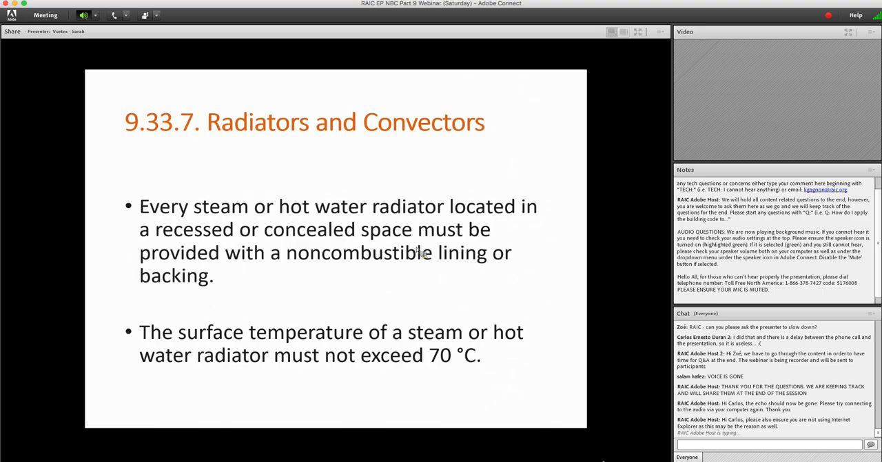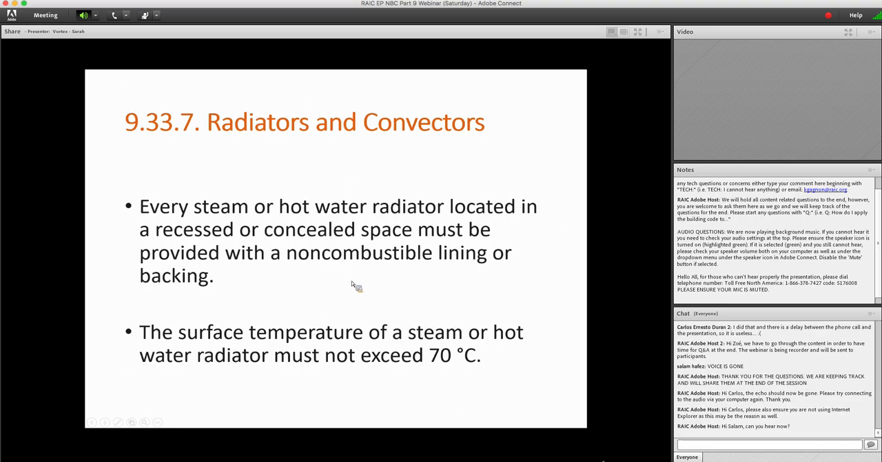Where radiators and convectors are used, every steam or hot water radiator located in a recessed or concealed space must be provided with a non-combustible lining or backing. So this could be in a recessed space in a wall. You would require that non-combustible lining or backing. The surface temperature of a steam or hot water radiator must not exceed 70 degrees Celsius.